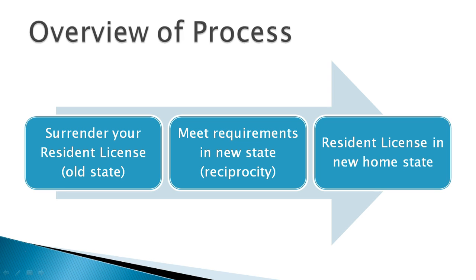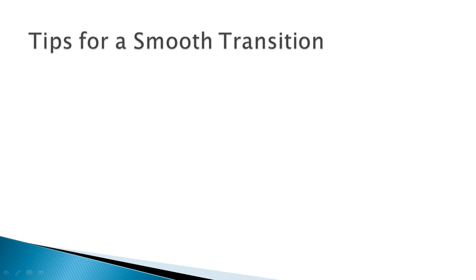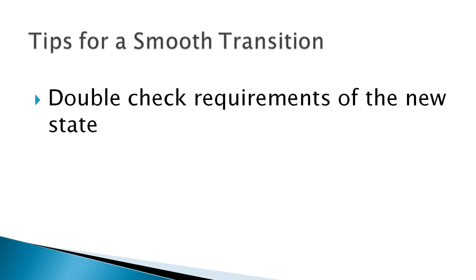And sometimes the reciprocal agreements basically either take away most of the requirements or a few of the requirements just to make it a little more simple. And in some cases, people have to start almost over from scratch. So either way, you want to make sure you meet the requirements in your new state. And once you've done that and you've applied and done all the fees and got everything in order, then you have your resident license in your new home state, and you're on your way to transact business and sell policies and help more clients. All right, so here's a few tips for a smooth transition.